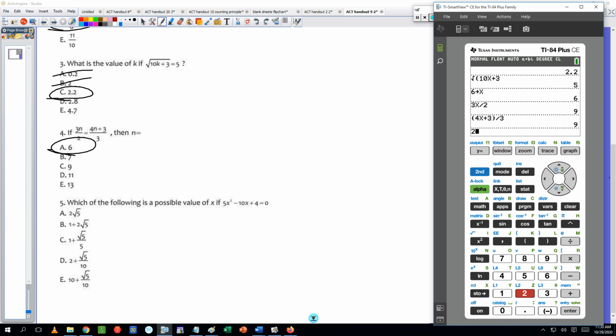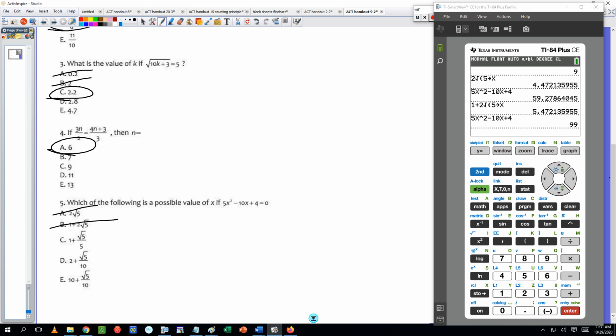Take 2 times the square root of 5, store that for your x. Let's type out the problem. 5x squared minus 10x plus 4, looking for 0. Didn't get it. 1 plus 2 square root 5. Store that for my x. So I'm using my second choice because A did not work. Hit second enter. Second enter, it brings up the past. Hit enter, looking for 0.